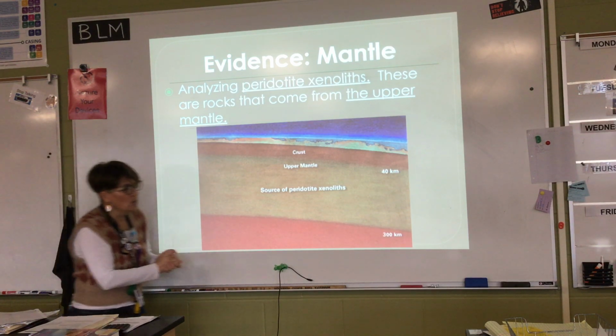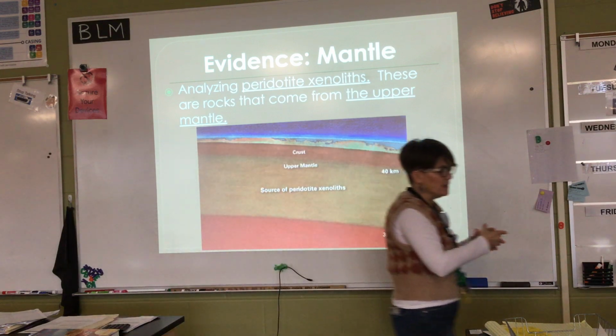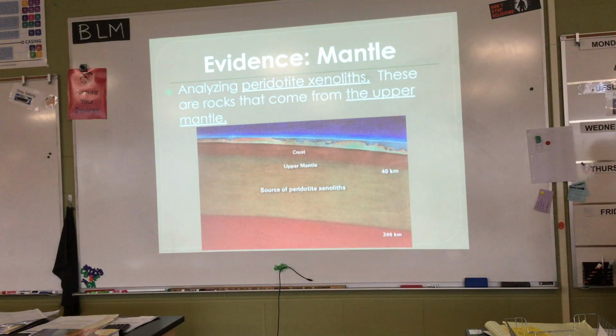I'm going to show you what a picture of a xenolith looks like. When I was doing some field study out in Colorado, I was lucky enough to be able to go ahead and see some xenoliths that were embedded inside granite rocks. That was cool. So these are rocks that come from the upper mantle.